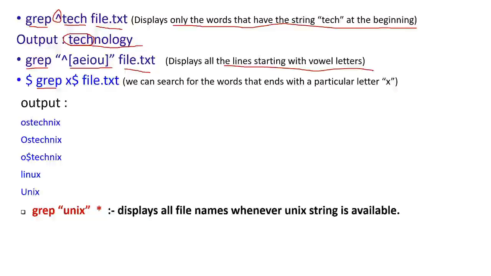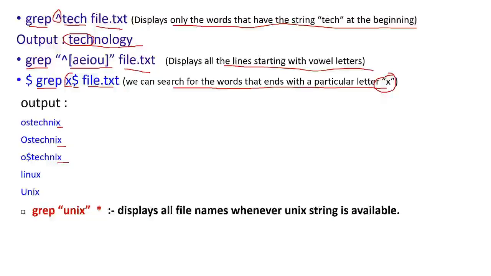So this is the grep command, and then we use the letter X, and at the end we use the anchor character dollar and the file name. As I told you, the anchor character dollar is used to search at the end. So it searches the words that end with the particular letter X. It is going to display only those words which end with the X letter.